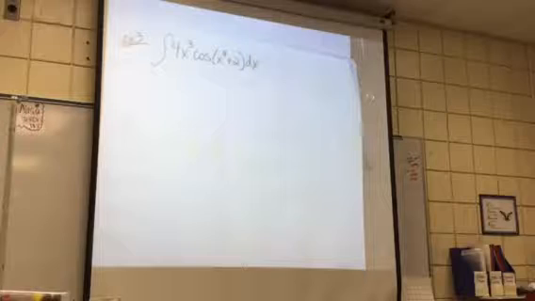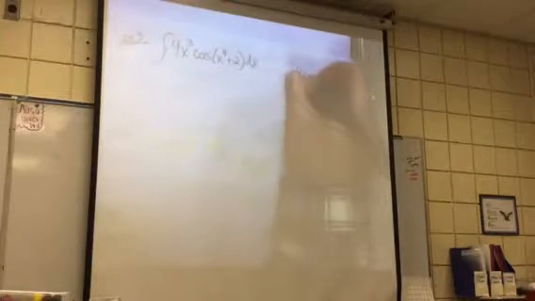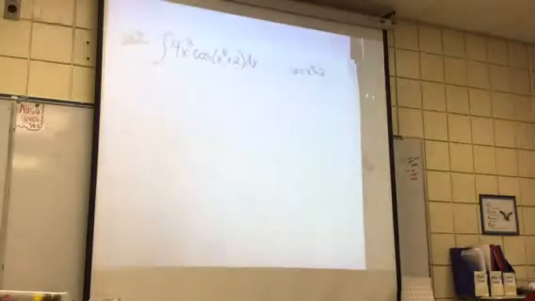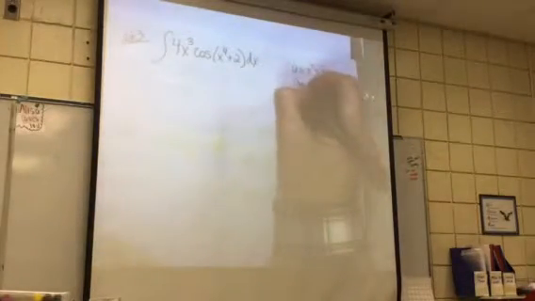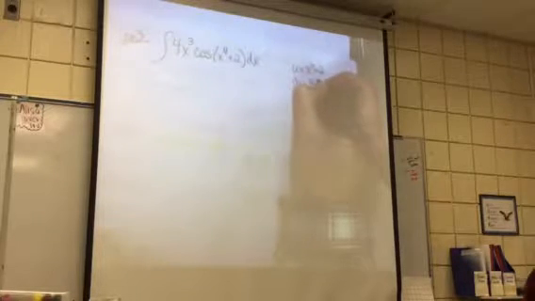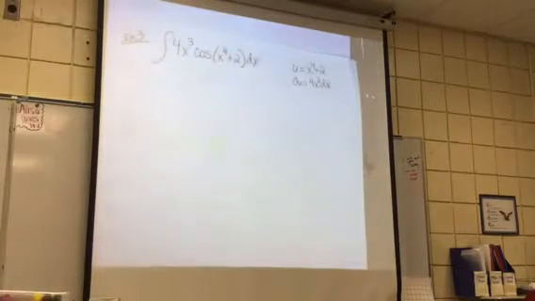Okay, so this is a pretty complicated integrand. It involves some trig, it involves multiplying it by 4x cubed. What do you think might be a good option to use for u? Let's let u be x to the 4th plus 2. So then what would du be? 4x cubed dx. Does that work out nicely for us?